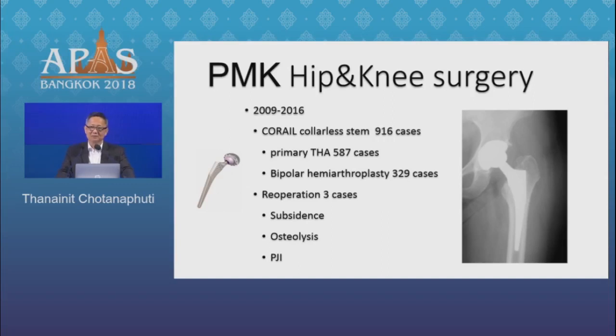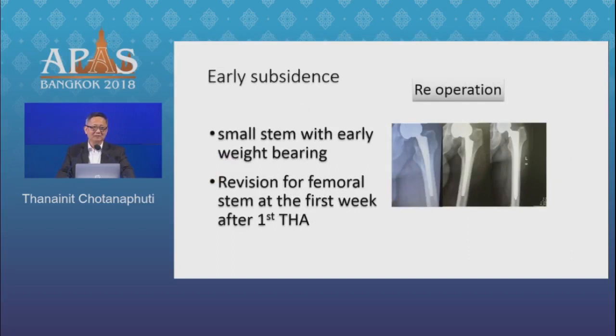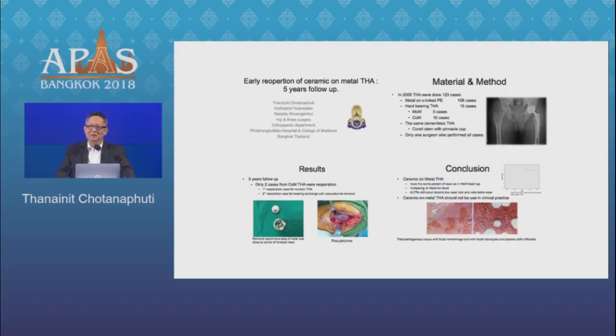We have 3 cases to reoperate. In the first 10 cases, we have 1 case of early subsidence of 1 centimeter, and we revised it. And now we no longer believe in the cancellous impaction for the cementless stem. We put in this very big stem as much as possible. And we have 1 case of revision because 8 years ago we used the ceramic on metal. We have 2 cases of pseudotumor, and 1 case we have to revise because of the osteolysis, and the other case is a PJI.